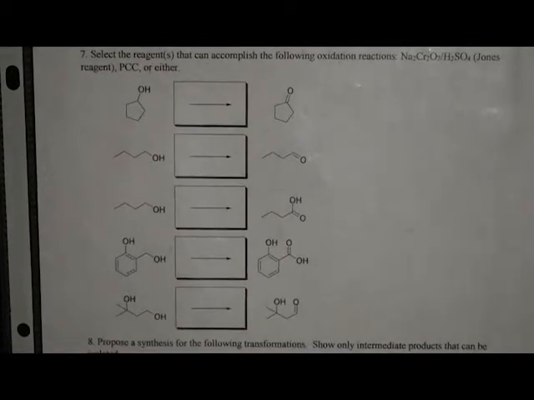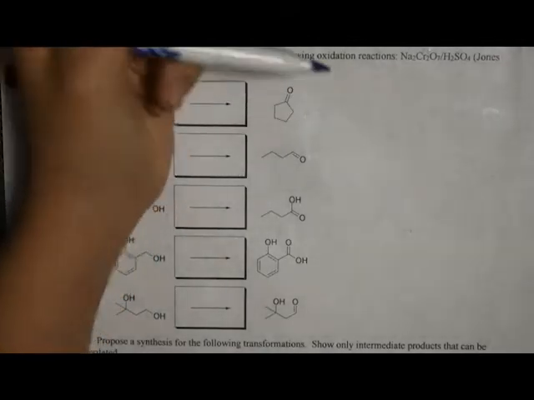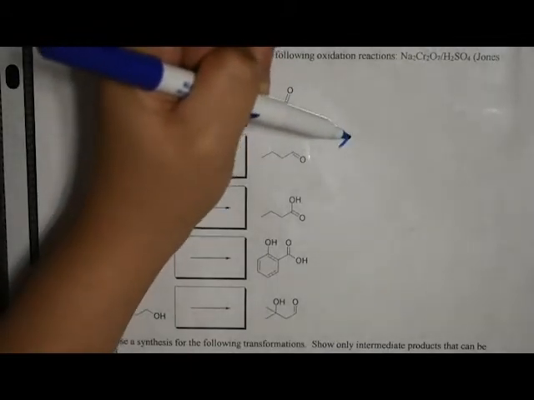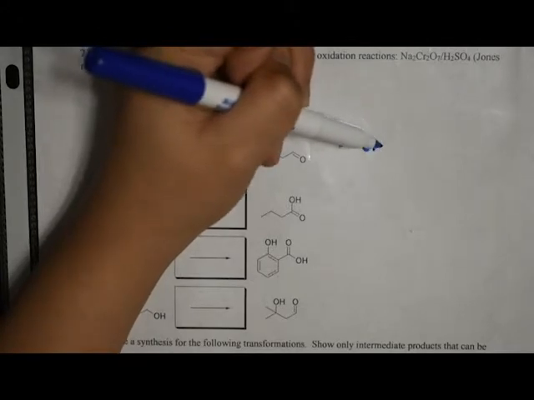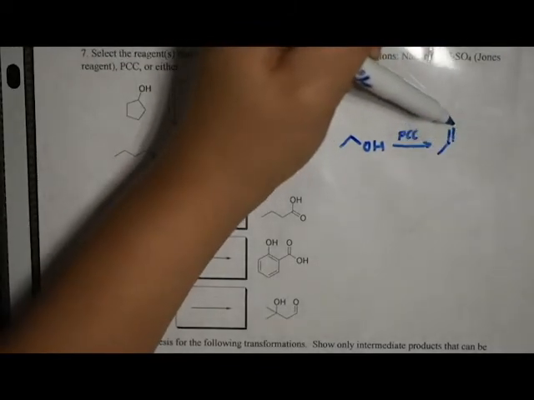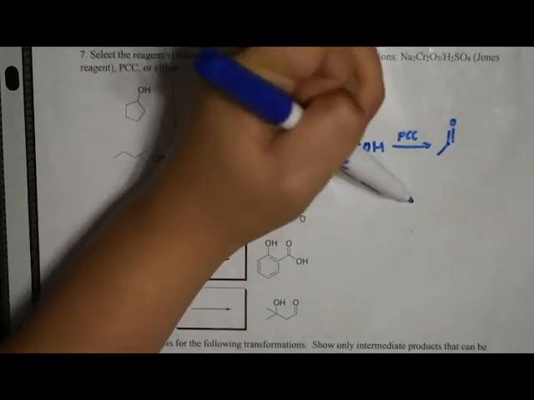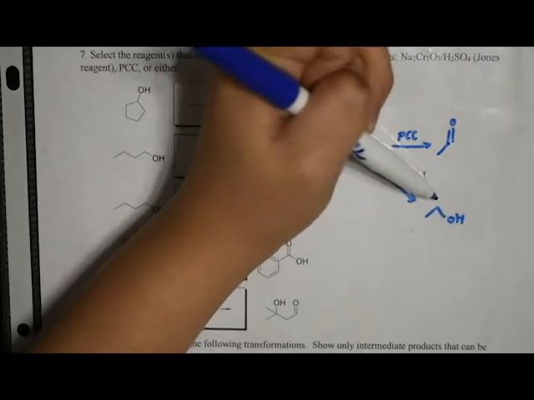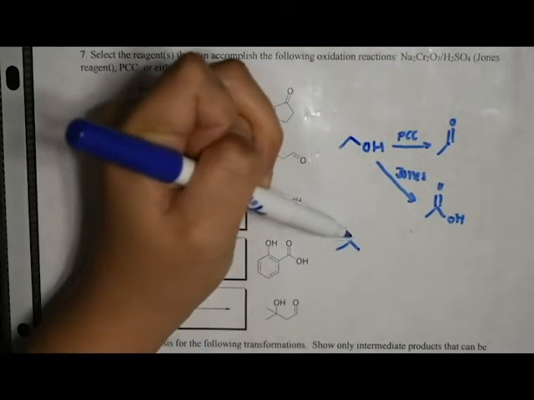Now we move on to question 7, where it asks us whether we can use PCC or Jones reagent for the following reactions. Now recall that this is a reaction of alcohol, specifically oxidation. The only situation in which PCC or Jones reagent really matters is in our primary alcohols. So recall that PCC only has the strength to give us an aldehyde out of a primary alcohol, while Jones reagent oxidizes all the way to a carboxylic acid. For secondary alcohols, on the other hand, you could use either reagent to give you a ketone.